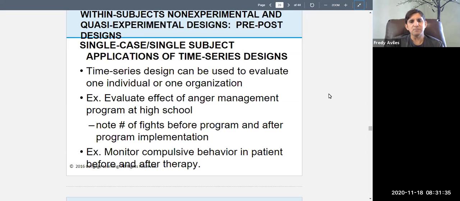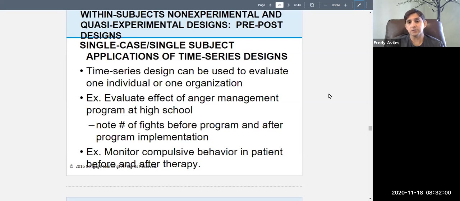Another example would be you can monitor compulsive behavior in a patient before and after therapy. Compulsive behavior means basically, think of that like obsessive compulsive disorder, right? OCD, where they keep washing their hands over and over again, right? So you can note the pattern before, and then you start some treatment. Maybe in this case, the treatment is a drug that's supposed to relax them, okay?